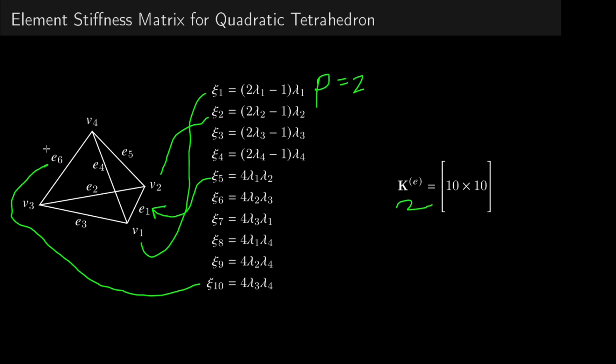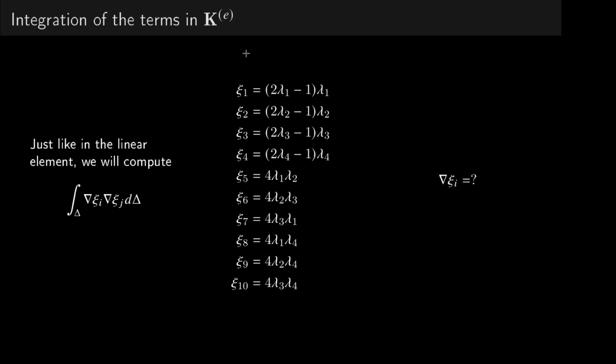You should know by now, since we have 10 basis functions, we will have a 10 by 10 element matrix, and the procedure to compute the element matrix is very similar to the one we did for the linear tetrahedron. The main difference here is we have to deal with second-order polynomials. Just like we constructed the element stiffness matrix with the linear basis functions, we must perform this integration. Remember, this is a volume integral over the tetrahedron domain.